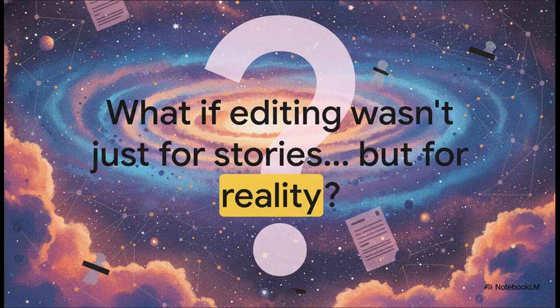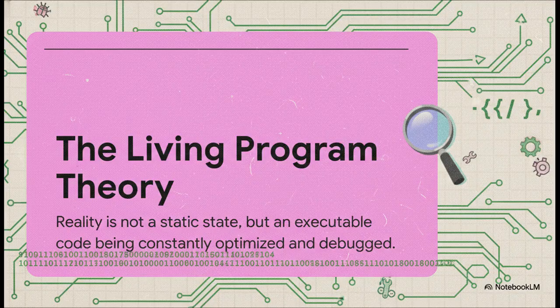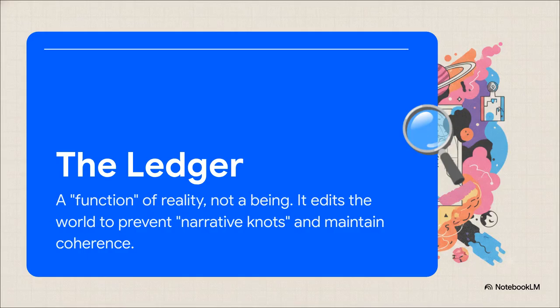What if this whole editing process wasn't just for stories? What if it was for reality itself? This is where we get into something called the living program theory. It's a speculative framework, but it proposes that our reality is basically software. It's not a fixed thing, it's an active, running code that's constantly being edited, optimized, and debugged, just to keep it all stable.